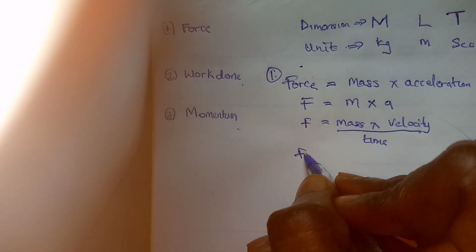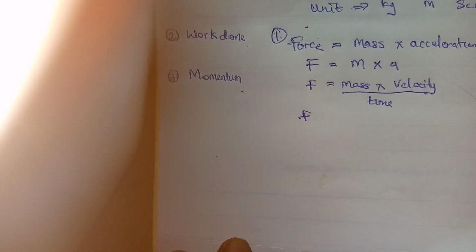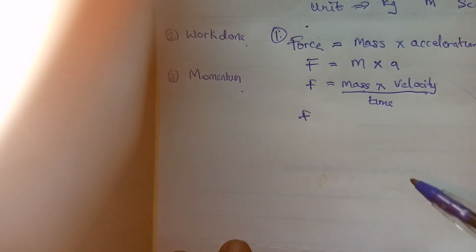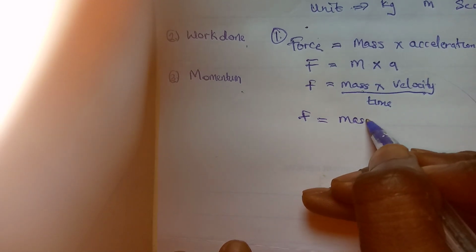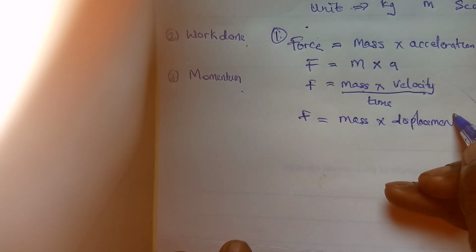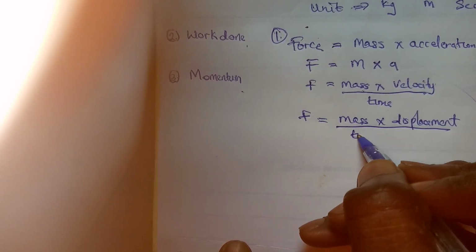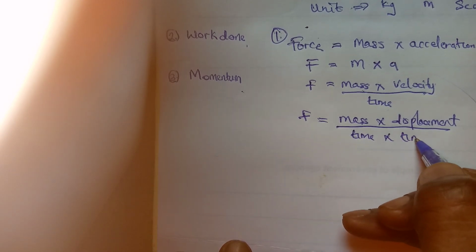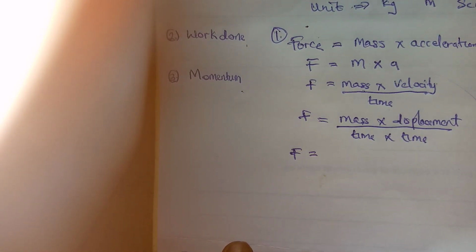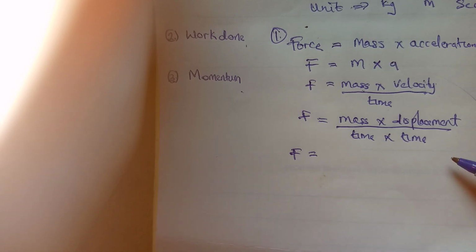Again, if you look at it, we have mass, we have velocity, and we have time. The velocity can still be broken down into displacement all over time, multiplied by time. Now, if we take a look at all the parameters we have here, they are all fundamental quantities. There's no deriving, they do not have any formula.